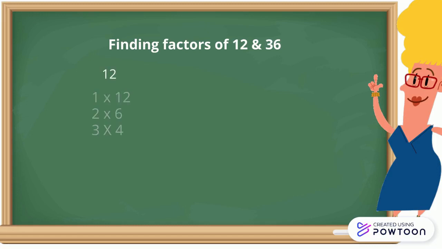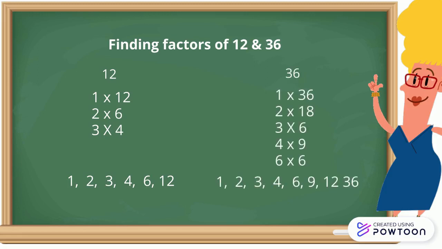So in review, to find the factors of 12 and 36, you can think about finding all the combinations that give you 12, like 1 times 12, 2 times 6, or 3 times 4. Or you could go about it asking yourself, does 2 go into 36? Does 3 go into 36? Does 4 go into 36?